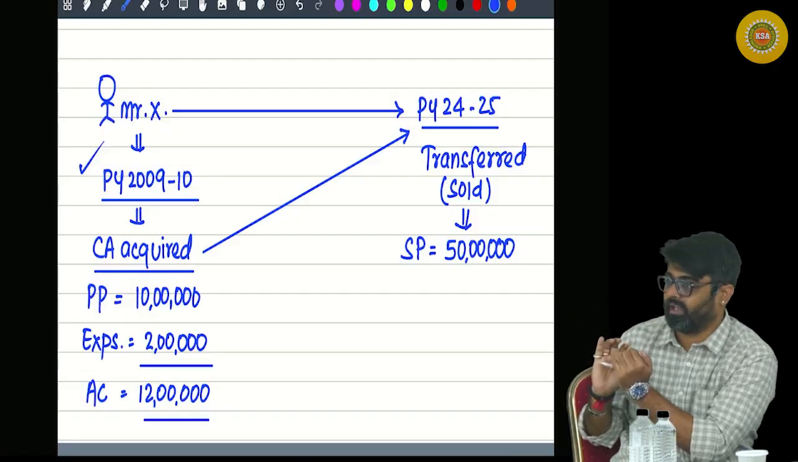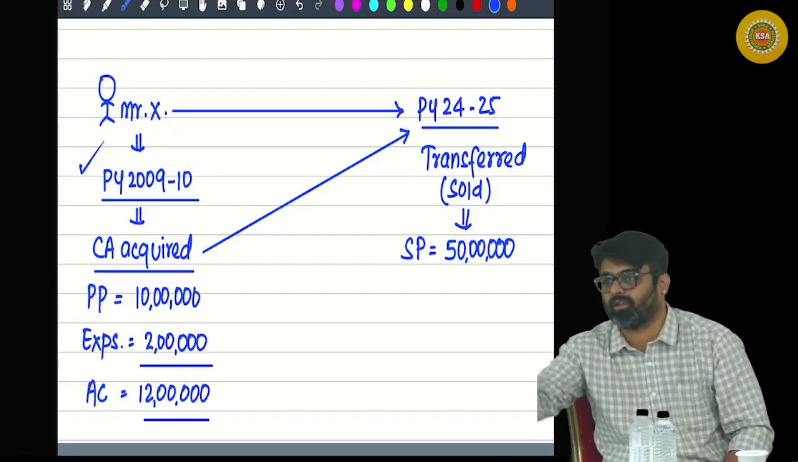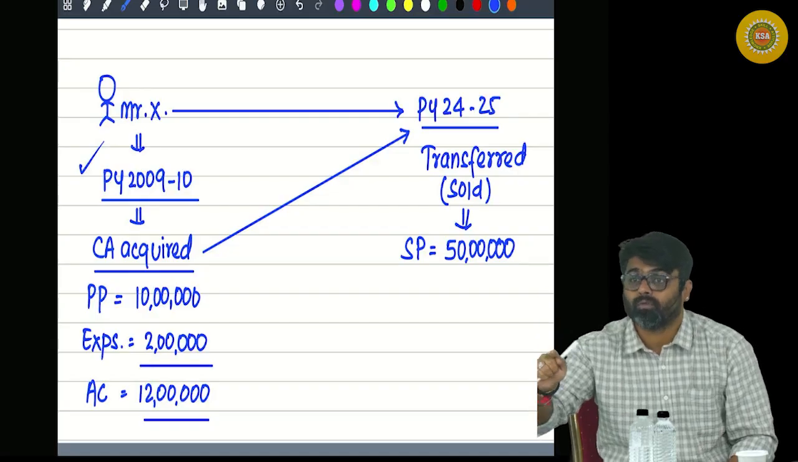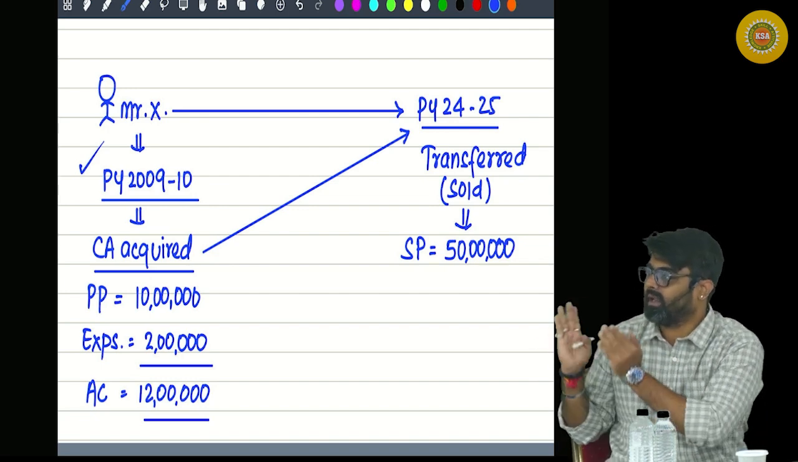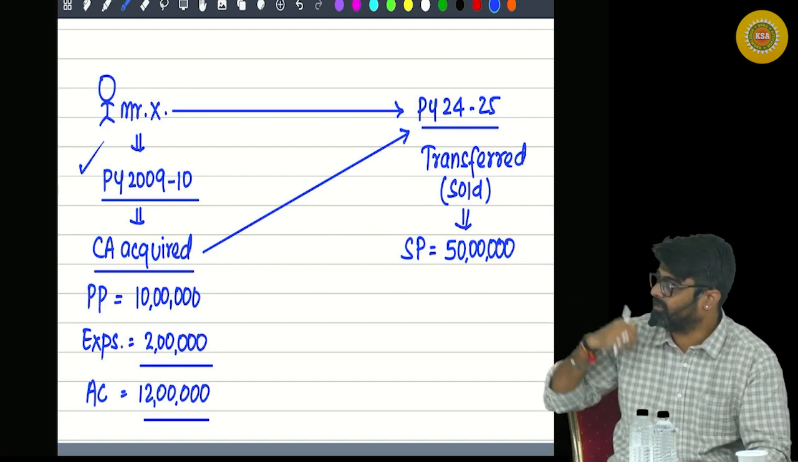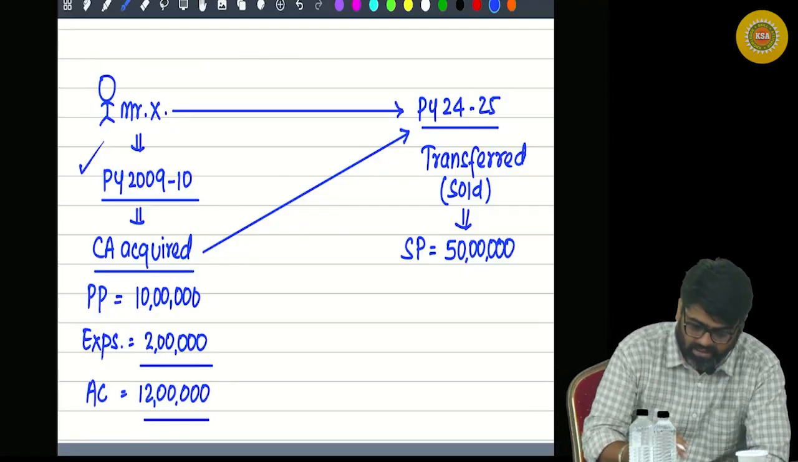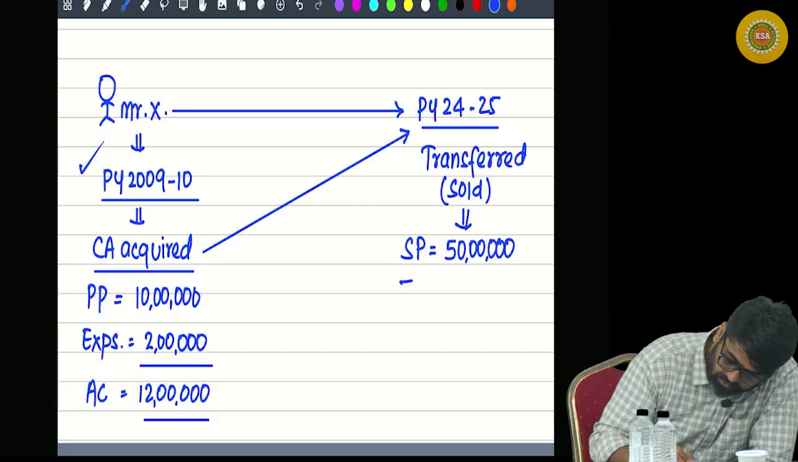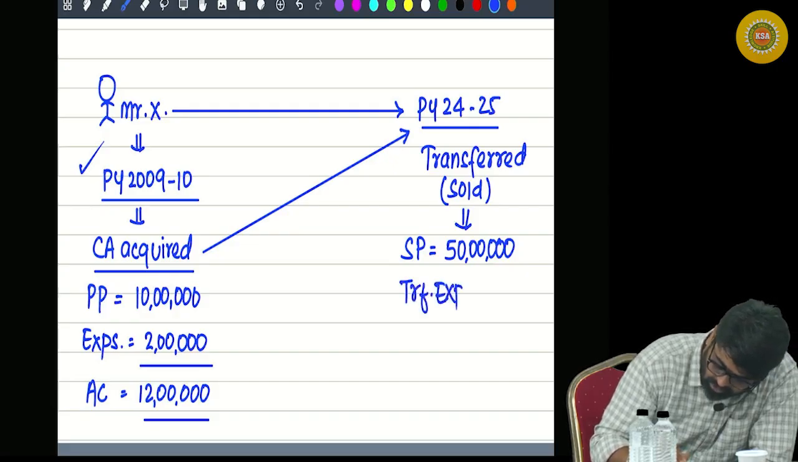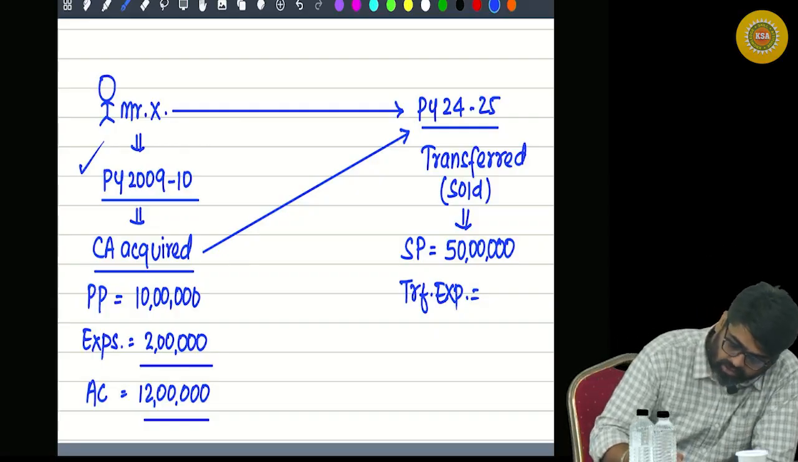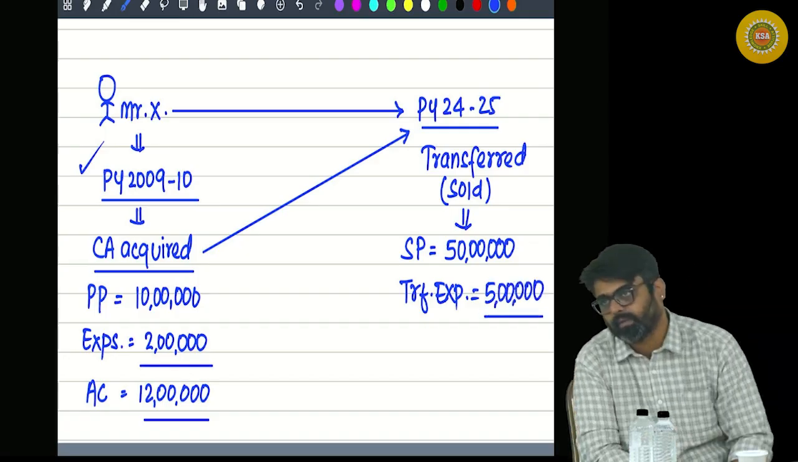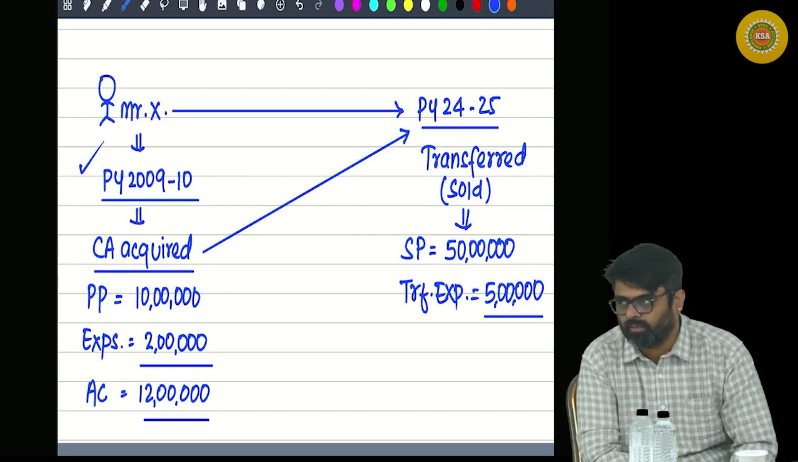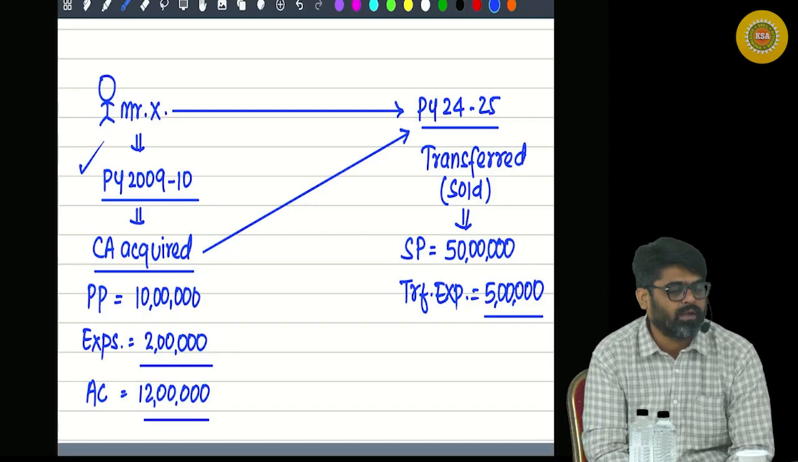You are supposed to compute the profit and gain. The amount received on sale is a gross amount that you are not supposed to pay tax on. You are supposed to pay tax on profit and gain. So how will you calculate? Income minus expense. So income is how much? What will be the expense? At the time of transfer, some transfer expenses also got incurred, for example 5 lakhs. So the net amount of your income will be 45 lakhs.